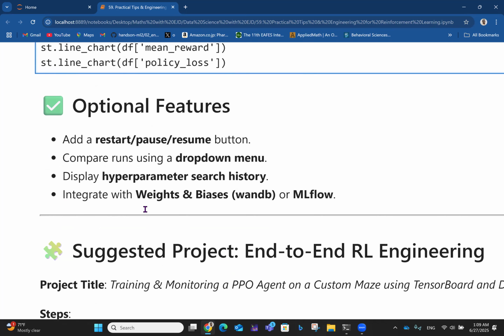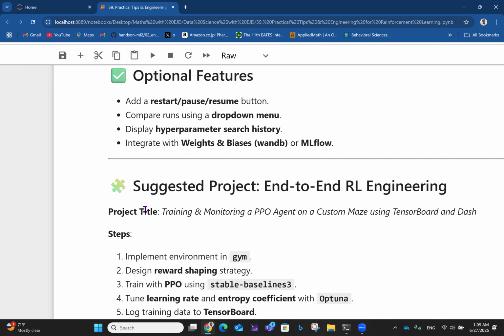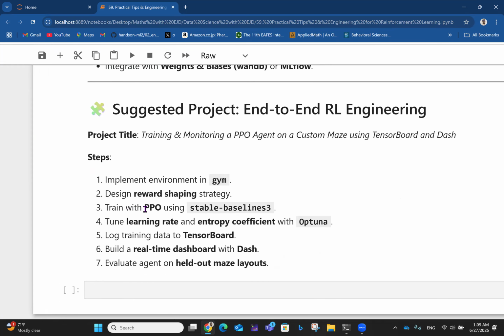Then for optional features, you can add a restart or pause or resume button. You can compare runs using a drop-down menu, and you can display hyperparameter search history. You can integrate with Weights and Biases, that's W and B, or MLflow, that is. So we have a suggested project, which is end-to-end reinforcement learning engineering. We're going to do this project in the next video. That'll be the capstone project for reinforcement learning.